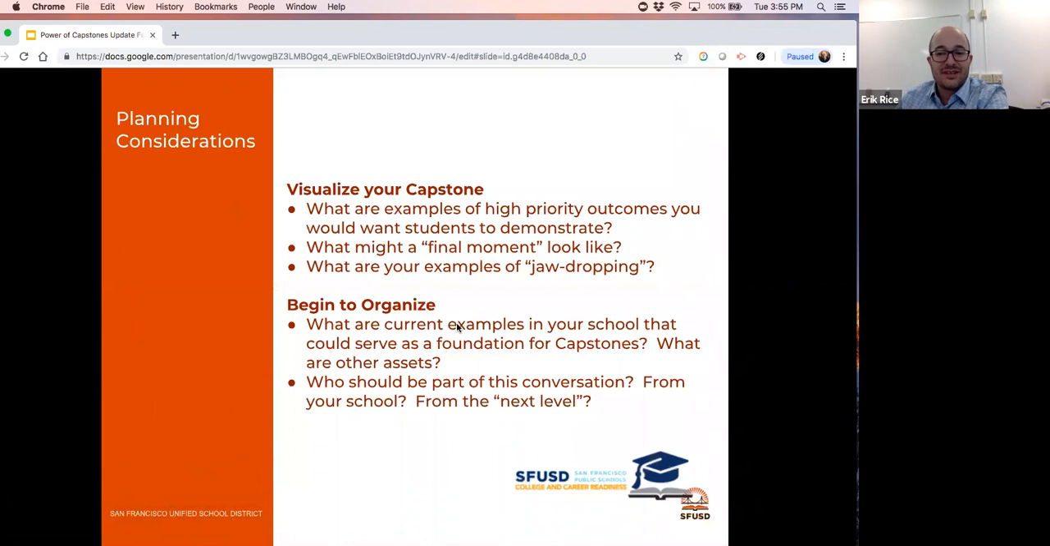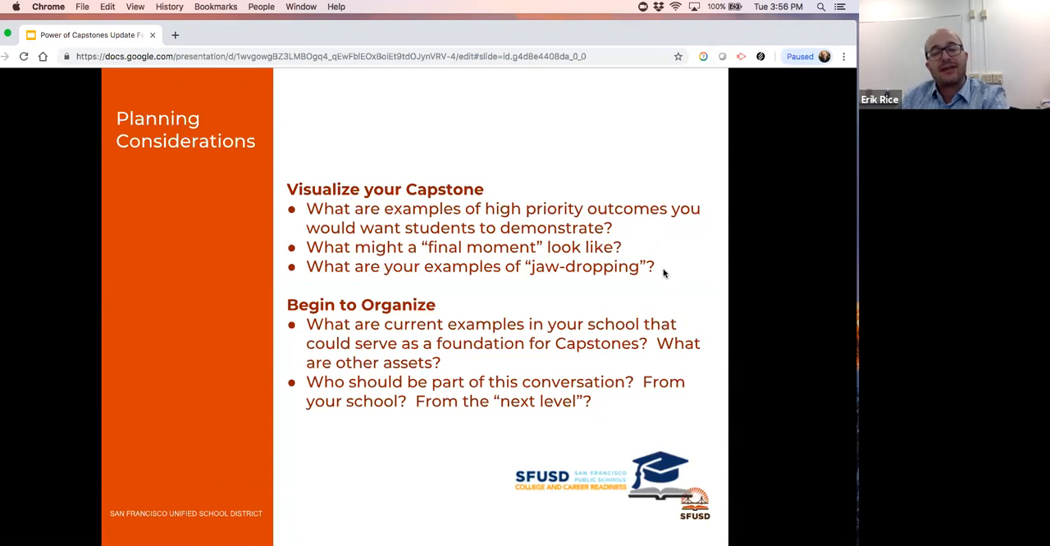So I guess some planning considerations, and then we'll open up to some questions. One is to just spend some time with your teams doing some visualizing. What are those high priority outcomes you really want to see? What are those behaviors, and what might that final moment look like? And can we calibrate on just this idea of jaw dropping? Like, what does that mean within our individual pathway? Do we have shared expectations across a school or across a network of pathways?